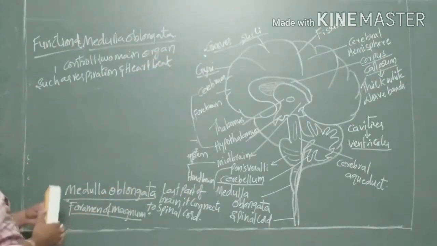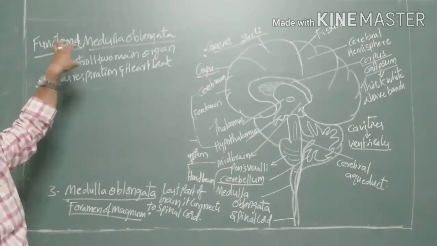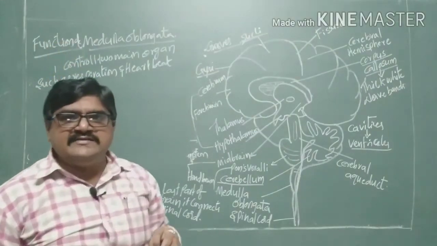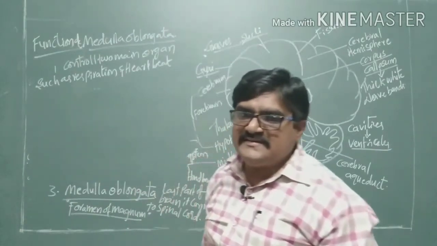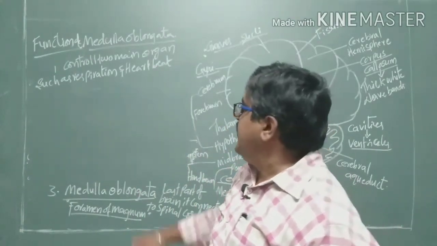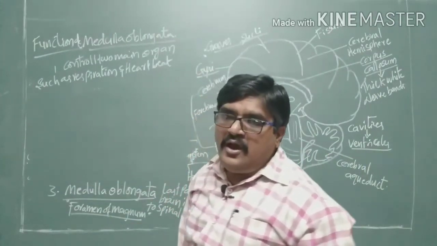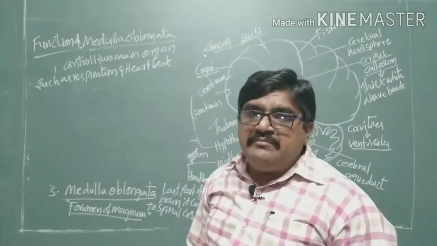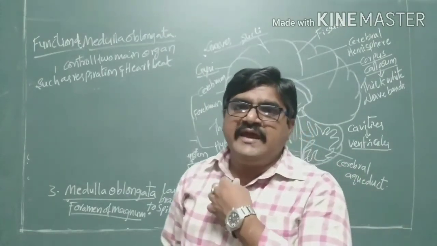So here, the medulla oblongata controls two main organs. One is the respiration, that is the lungs, and also the heartbeat. The heart is under the control of the medulla oblongata. Once the medulla oblongata is damaged, it leads to death.